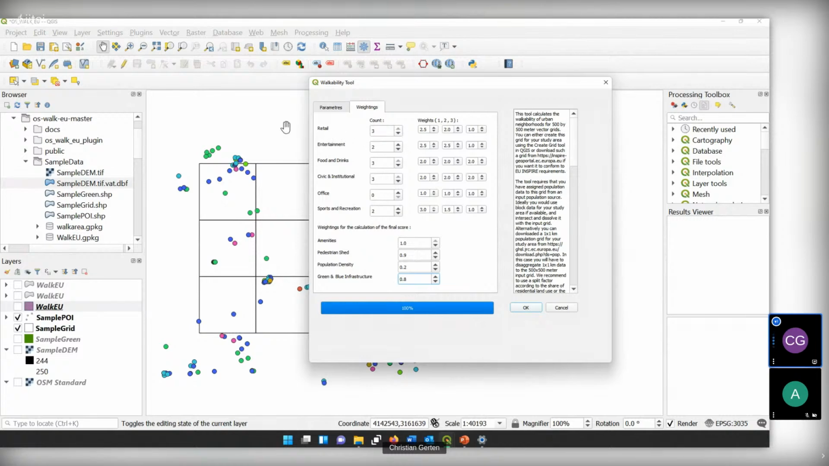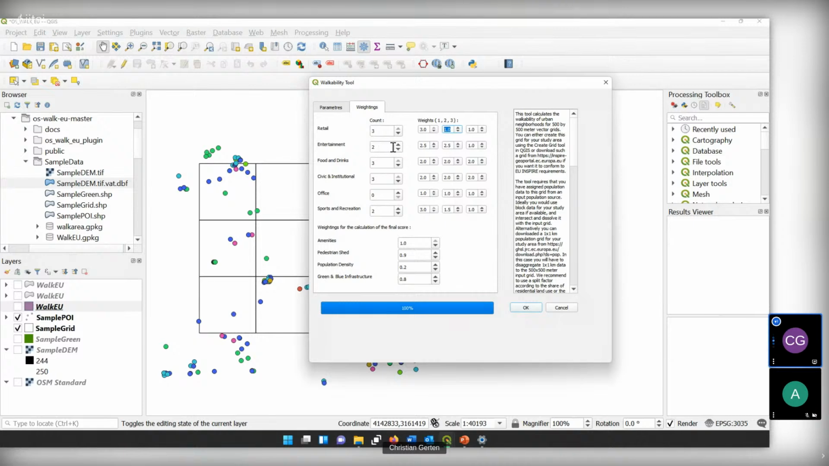So we can say, how many retail facilities do I need? Do I need 2 or 3? In my case, I would say I need 3. And I can weight the different infrastructures. The nearest one is important for me, it gets 3 points. The second and third are not so important, I just give 1 point. And I can do it for every category of infrastructures. Currently, we have a maximum count of 3.